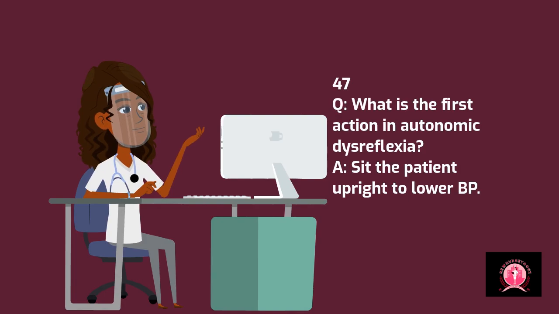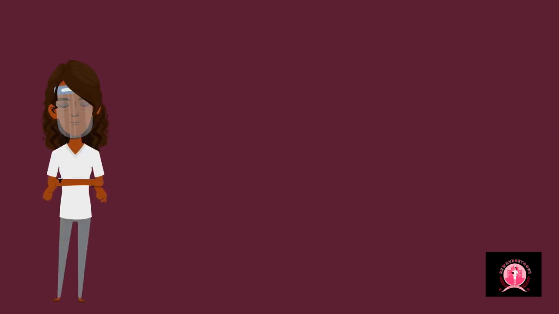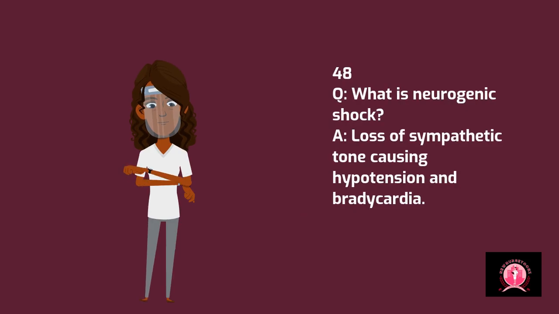47Q. What is the first action in autonomic dysreflexia? A. Sit the patient upright to lower BP. 48Q. What is neurogenic shock? A. Loss of sympathetic tone causing hypotension and bradycardia.